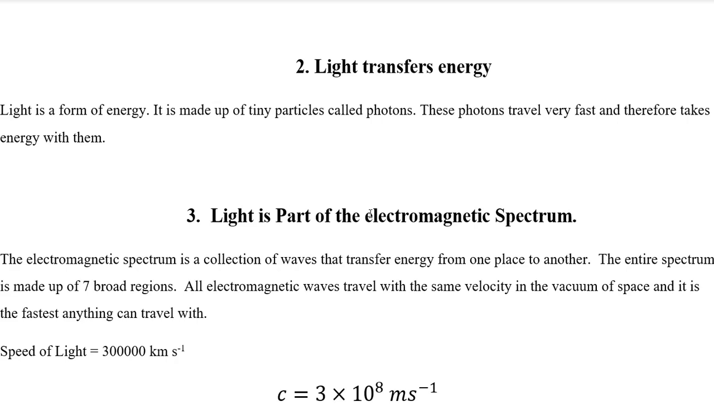The electromagnetic spectrum is a collection of waves that transfer energy from one place to another. The entire spectrum is made up of 7 broad regions. All electromagnetic waves travel with the same velocity in the vacuum of space, and it's the fastest anything in the universe can travel naturally. We're not talking about if we speed it up or use some synthetic methods. Anything naturally traveling in the universe has a limit, and that is the speed of light. It is the fastest anything can travel in this universe.